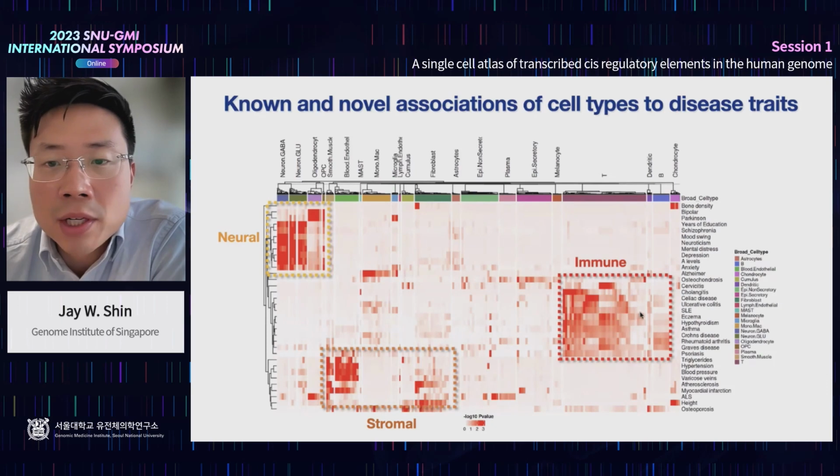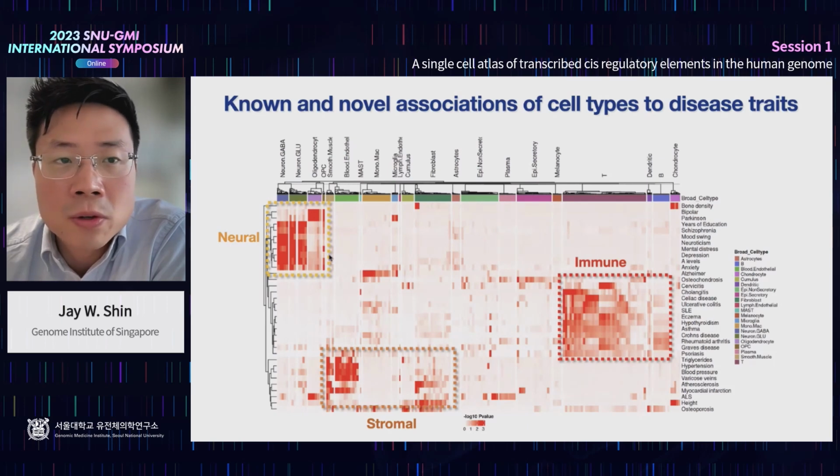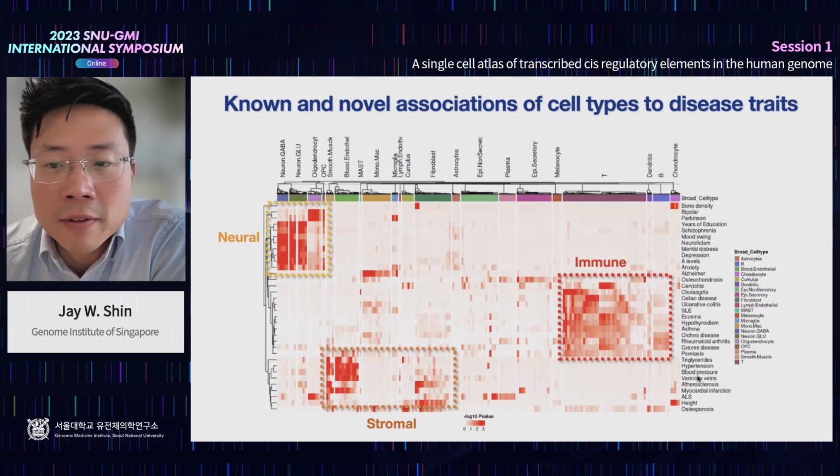So here's a snapshot of many of the hundreds of different GWAS summary statistics. But here you can appreciate the clusters of different cell types, such as immune cell types, enriched for GWAS SNPs associated with eczema, asthma and Crohn's disease, where you have neuronal cell clusters that are enriched for schizophrenia or mental distress, or you have the stromal cells, such as endothelial cells or fibroblasts, that are enriched for blood pressure or myocardial infarction, as you would expect.